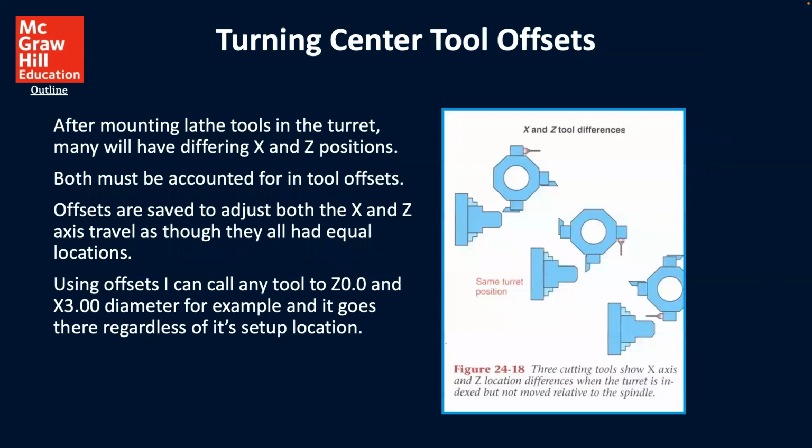For the turning center tool offset, after mounting lathe tools in the turret, many will have differing X and Z positions. Both must be accounted for in tool offsets. Offsets are saved to adjust both the X and Z axis travel as though they all had equal locations. Using offsets, I can call any tool to Z 0.0 and X 3.00 diameter, for example, and it goes there regardless of the setup location. And so this is a figure from the textbook.